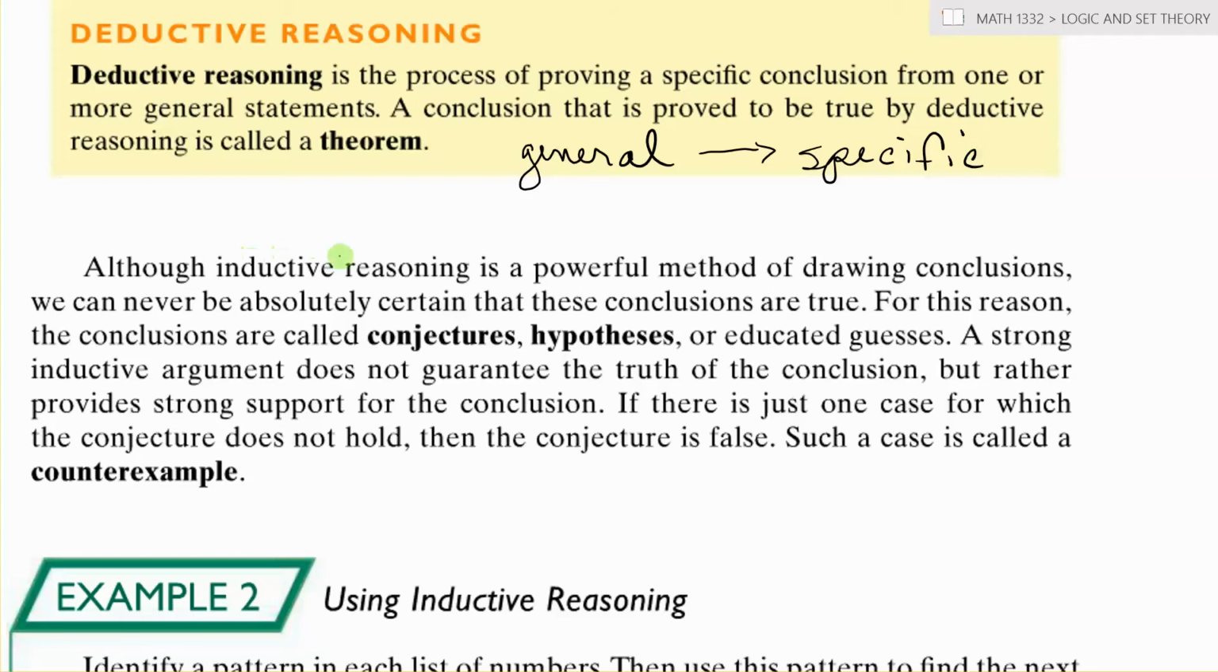Although inductive reasoning is a powerful method of drawing conclusions, you can never be absolutely certain that these conclusions are true. For this reason, the conclusions are called conjectures, hypotheses, or educated guesses. A strong inductive argument does not guarantee the truth of the conclusion, but rather provides strong support for the conclusion. If there is just one case for which the conjecture, hypothesis, or educated guess does not hold, the conjecture is false. Such a case is called a counterexample.